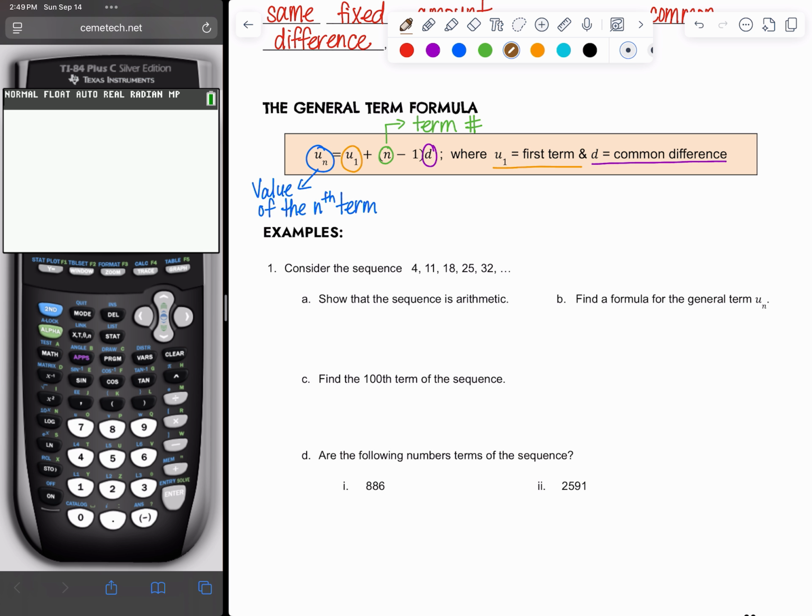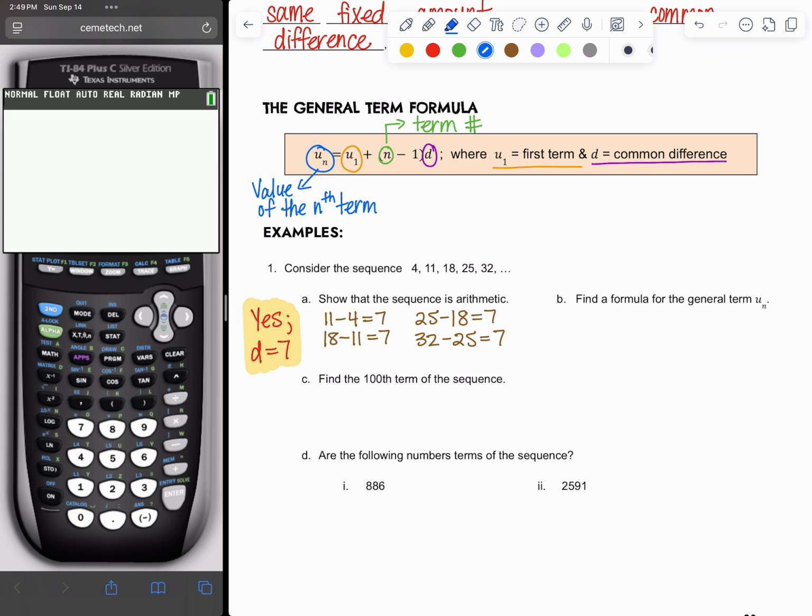So if we do 11 minus 4, we end up with 7. If we do 18 minus 11, we end up with 7. If we do 25 minus 18, we end up with 7. And if we do 32 minus 25, we also end up with 7. So here I could say that yes, this is arithmetic. We have a common difference of 7. Okay.